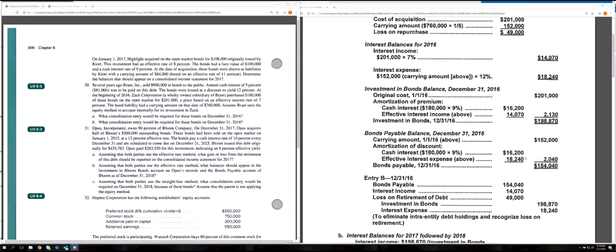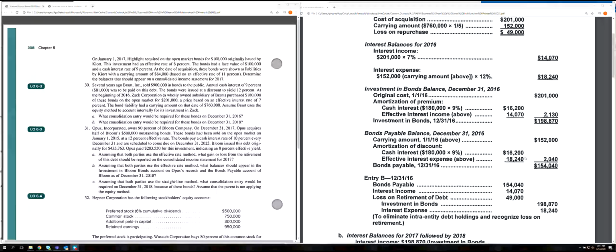Okay, so let's look at the investment first. Now we know the original cost of the investment, $201. That's how much Zach paid to buy those bonds. We do have to amortize any premium or discount, and in this case we have a premium, right? They paid $201 for those bonds. The amount of interest that they are receiving every year is based on the 9%, and that's 180 times 9%. So that's how much cash they're actually receiving.